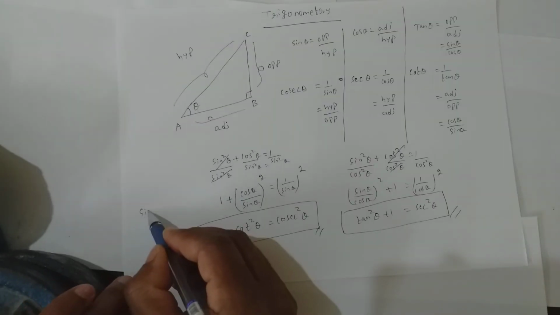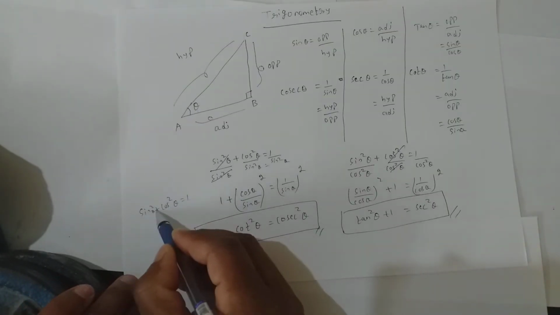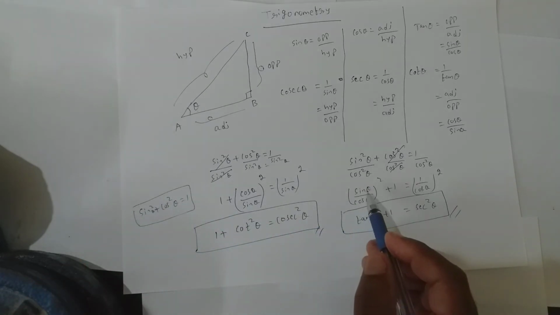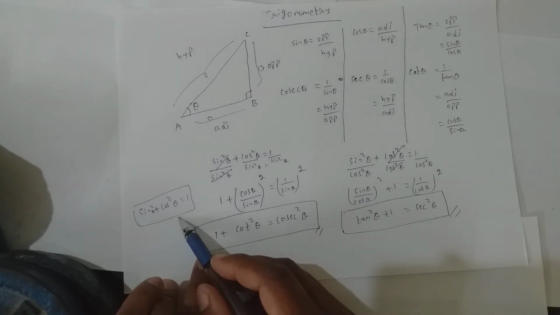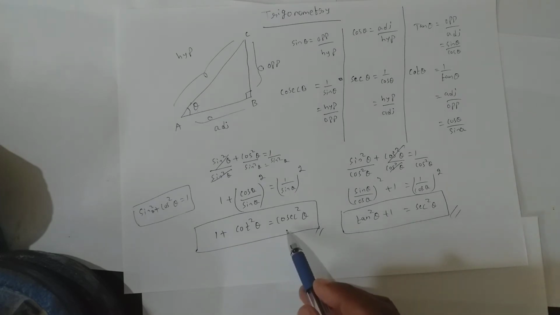First one is sin square theta plus cos square theta equal to 1. You don't need the proof, you only need to know these three. Sin square theta plus cos square theta equal to 1, secant square theta equal to 1 plus tan square theta, cosecant square theta equal to 1 plus cot square theta. You should know these three trigonometric identities. Am I clear so far?